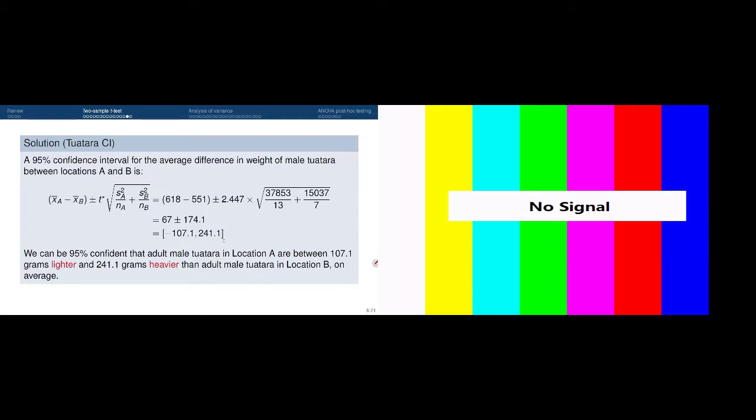Now, as I mentioned in that other example, if someone wanted us to test whether the difference in population mean weights of the two locations was 50 grams, then equivalently, we could check to see whether 50 was inside this interval or not as well. The null in that case would be that mu A minus mu B was equal to 50. Having that 50 on the right-hand side says, okay, that's the value I'm checking whether it's inside the interval or not.